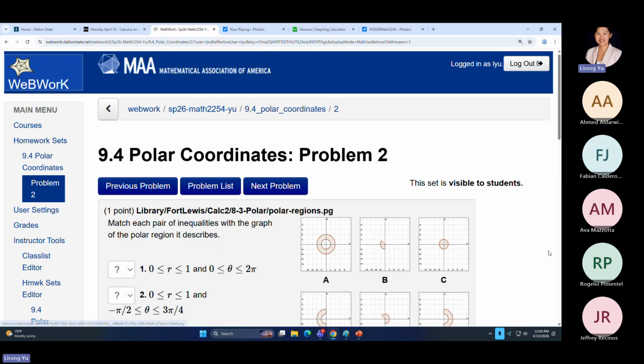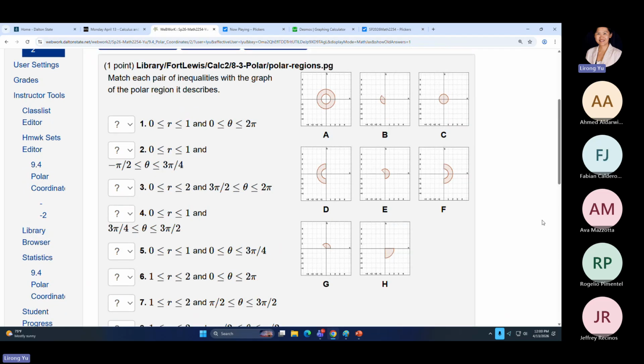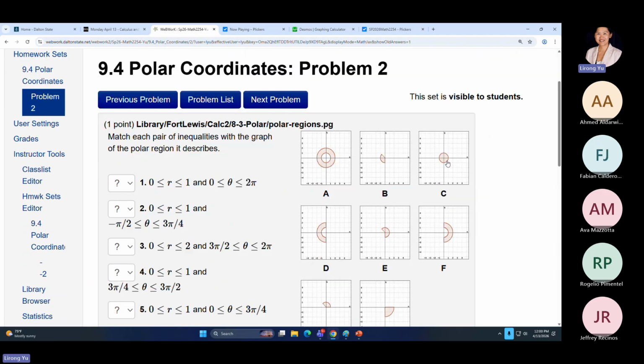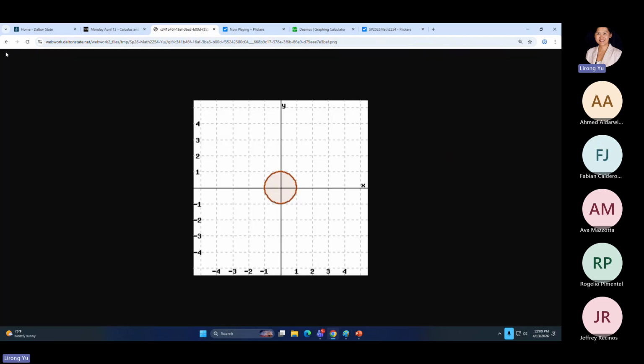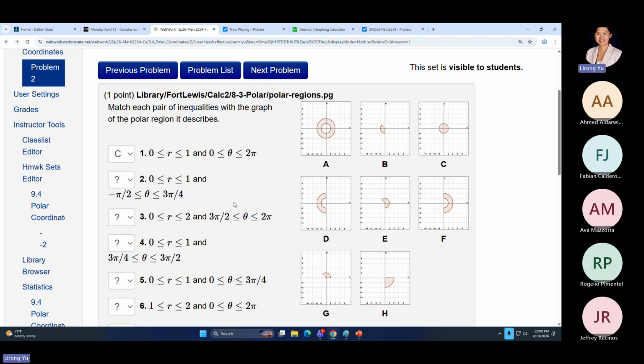Second question, this. So it's represented by either a circle, ring, or sector. This first question says r is between 0 and 1 and the angle is between 0 and 2 pi. So it's a circle, right? It's a circle of radius 1. So that's C.